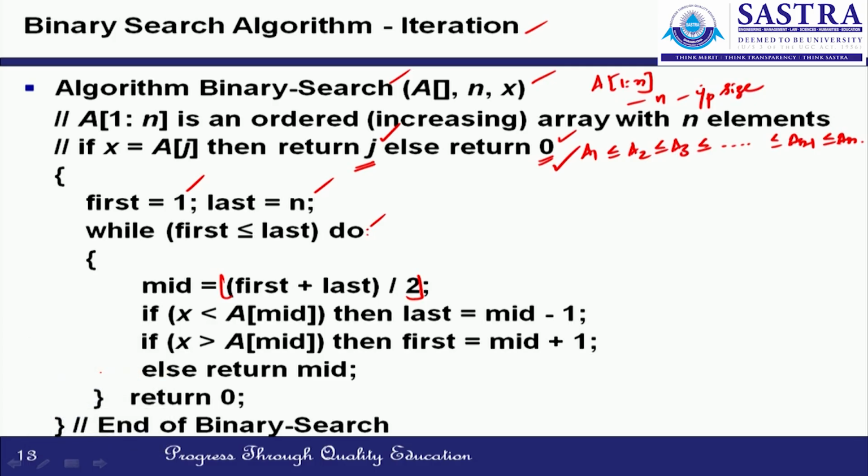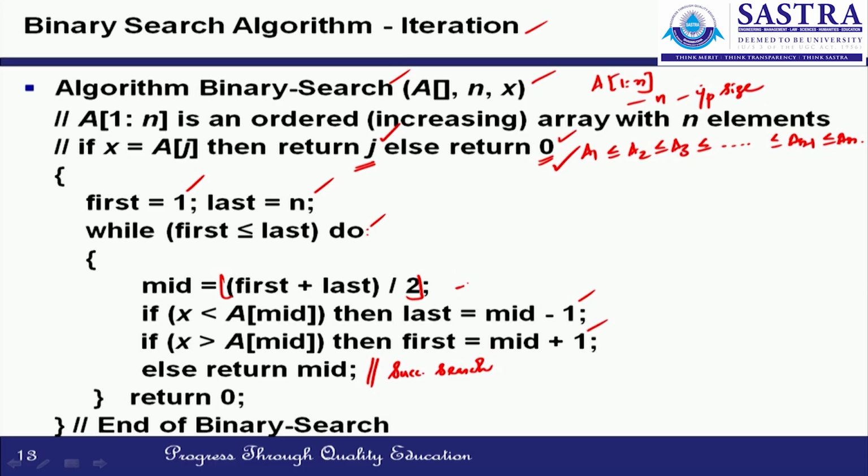Now check if x is less than a of mid. If x is less than a of mid, the variable last is updated: last is equal to mid minus 1. If x is greater than a of mid, then first is updated to mid plus 1, else x is equal to a of mid. That stage results in a successful search. So return mid. The element is available at the mid location in the array.